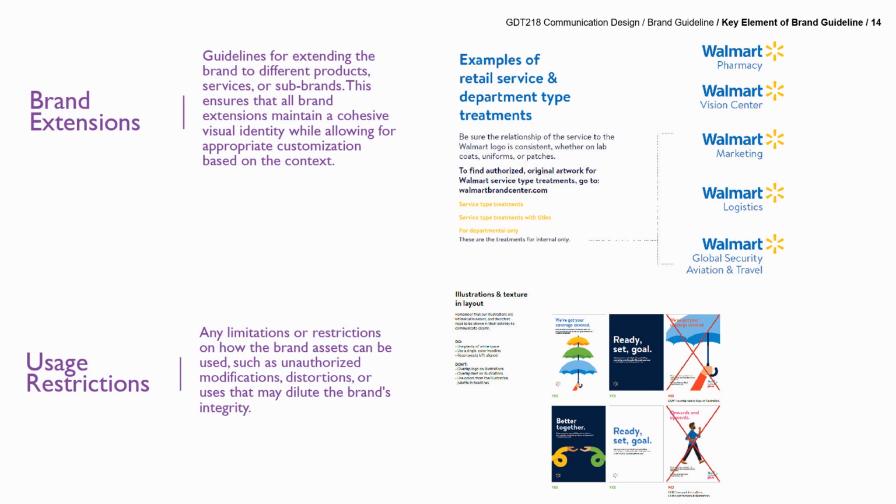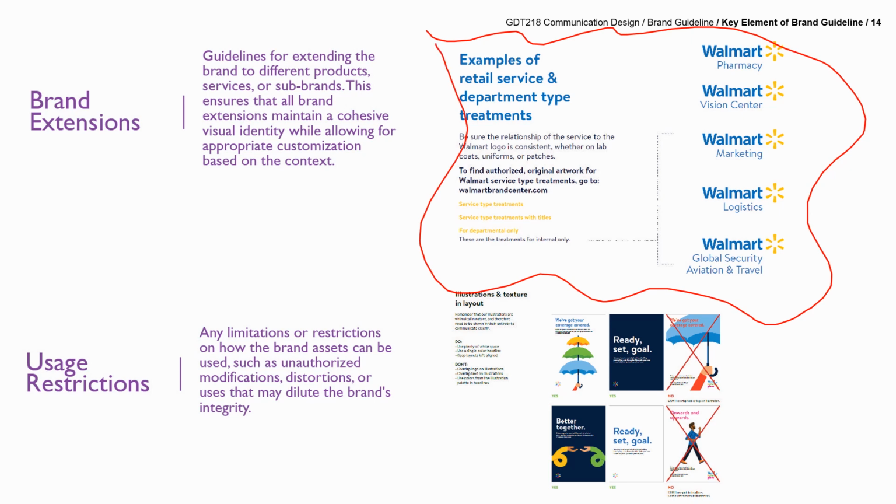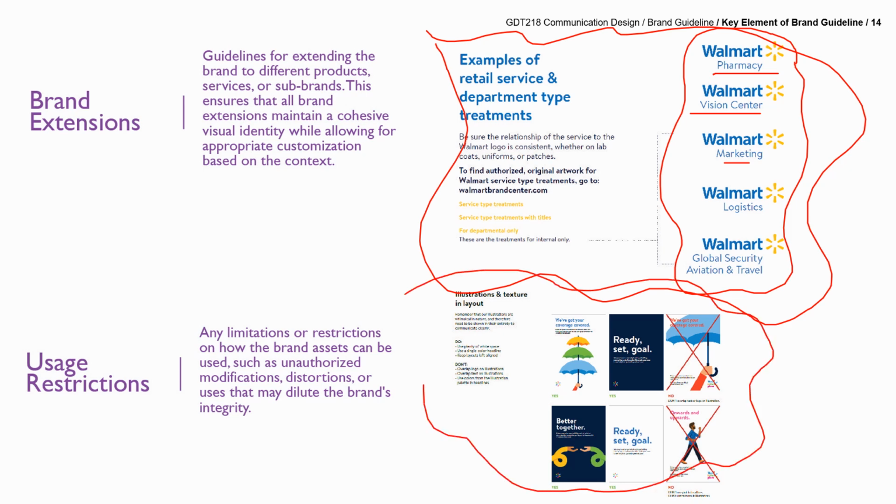So this is an example for extension. Okay, if Walmart has their own pharmacy, vision center, marketing, this is how the brand should apply on their signage system. Okay, and this is the example for usage restrictions. Okay, this is for illustration and texture in layout design for their creative advertising campaign.